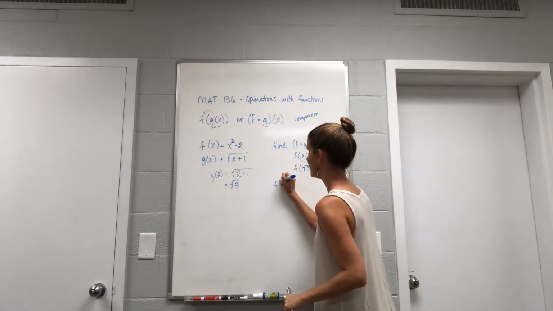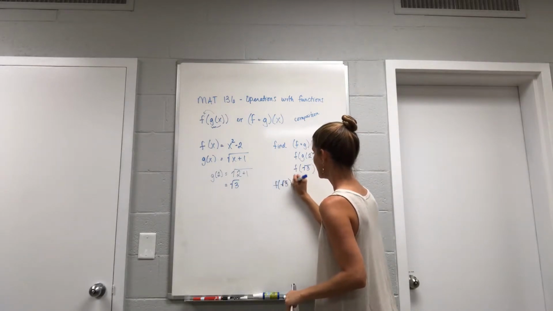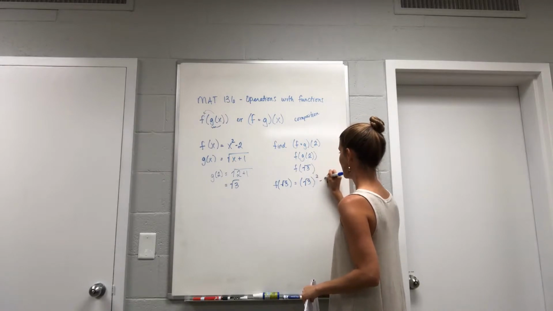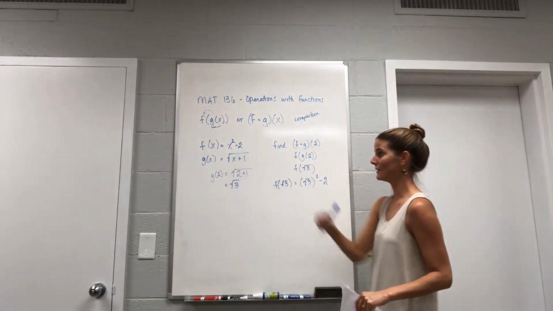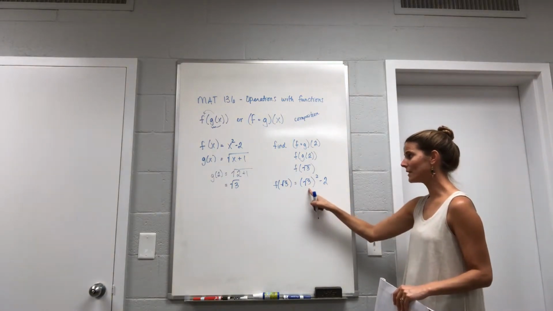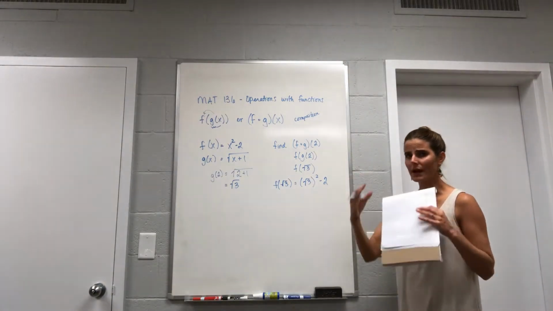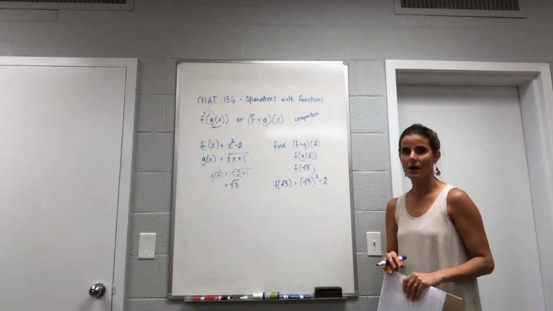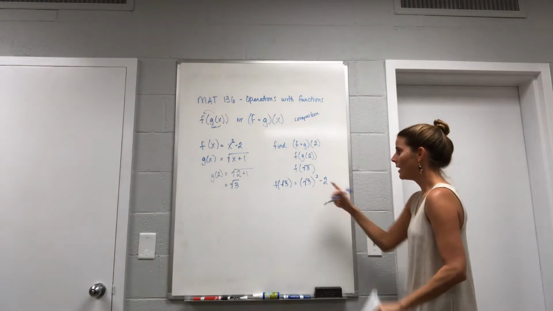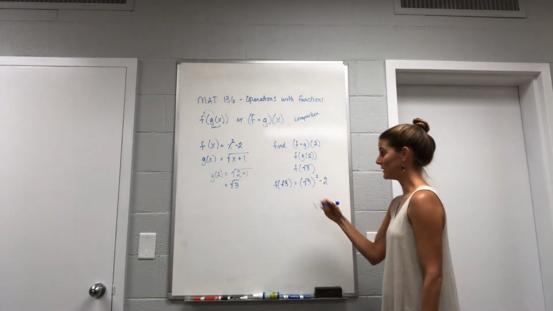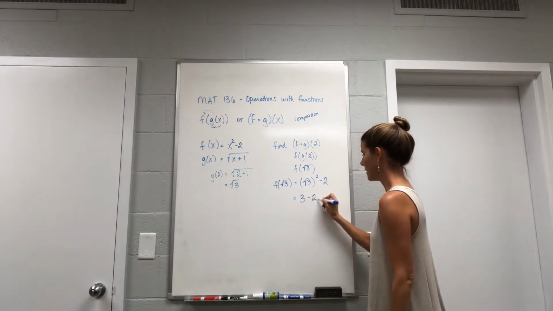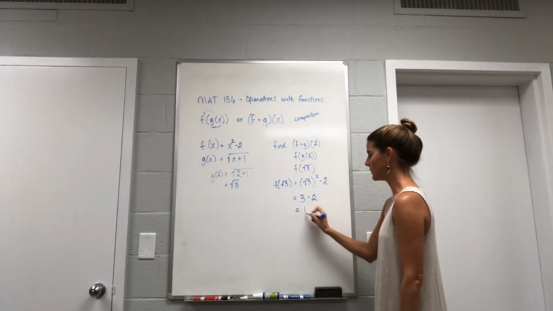So f of the square root of 3 is equal to the square root of 3 squared minus 2. So again, just plugging it straight into that f of x, that function there. Notice again, I'm putting that in parentheses. Anytime we plug in, it's a good idea to put in parentheses so that you can see exactly what's being plugged in and see what the operations around that are. All right, square root of 3 squared is just 3, as we talked about in the last lesson. And then 3 minus 2 is equal to 1.